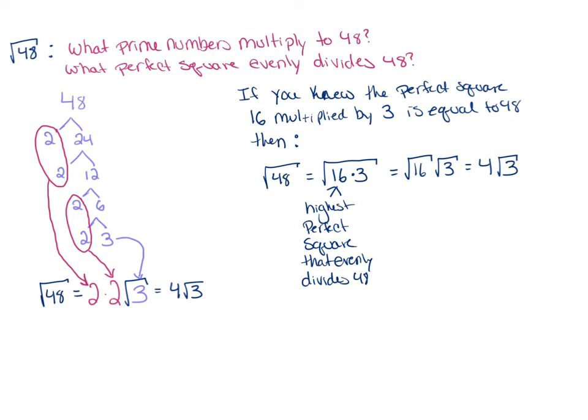But if you ever get a really big number and you don't know the perfect square, or you're taking an exam and have a mind blank, go ahead and look at your factor tree and you'll get the same answer. So we'll do one more example. The square root of 75.